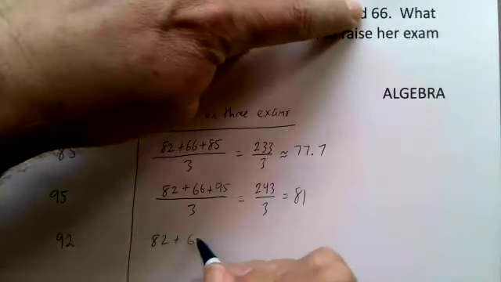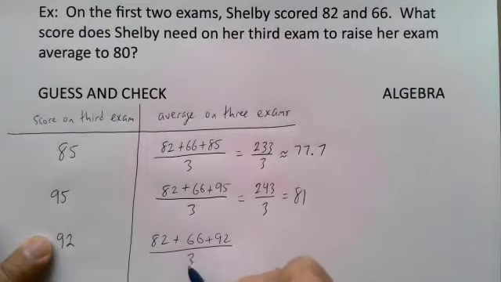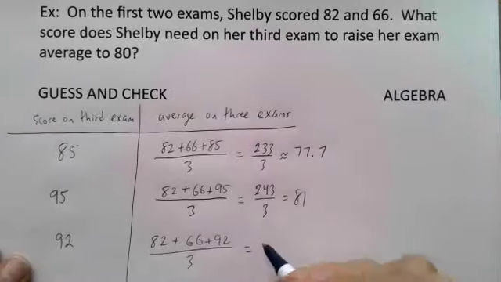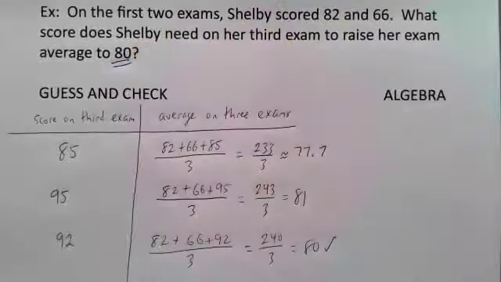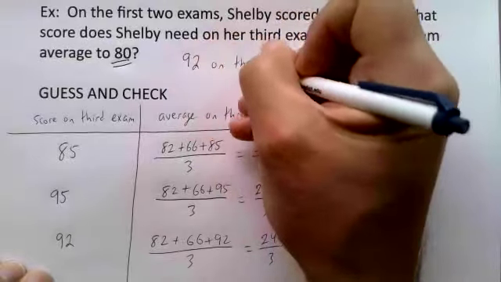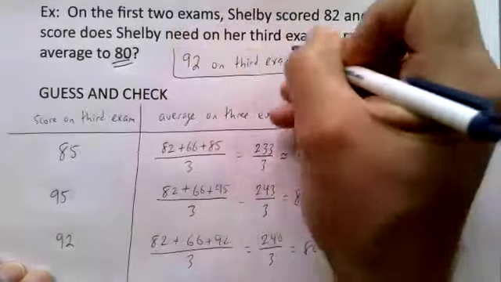82 plus 66 plus 92 divided by 3. That would be her exam average if that were the case. 82 plus 66 plus 92, that adds up to 240. Go ahead and divide 240 by 3. You actually get 80, which is exactly what we were trying to get. So what score does she need on that 3rd exam? I think she needs a 92. Because that created the correct average that we were looking for.